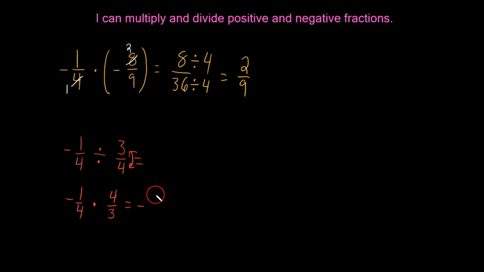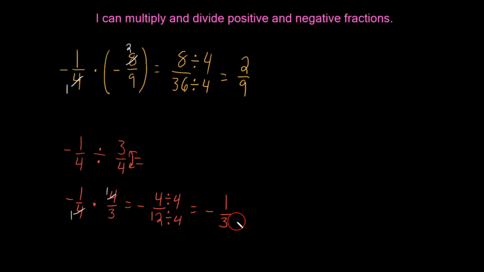And 1 times 4 gives us 4. 4 times 3 gives us 12. And we could factor out a 4 of both of these, and we get an answer of negative 1/3. And again, if we wanted to, we could have cross reduced and changed both of these to 1s if we would have liked to, but whichever method you prefer. So we get an answer of negative 1/3.